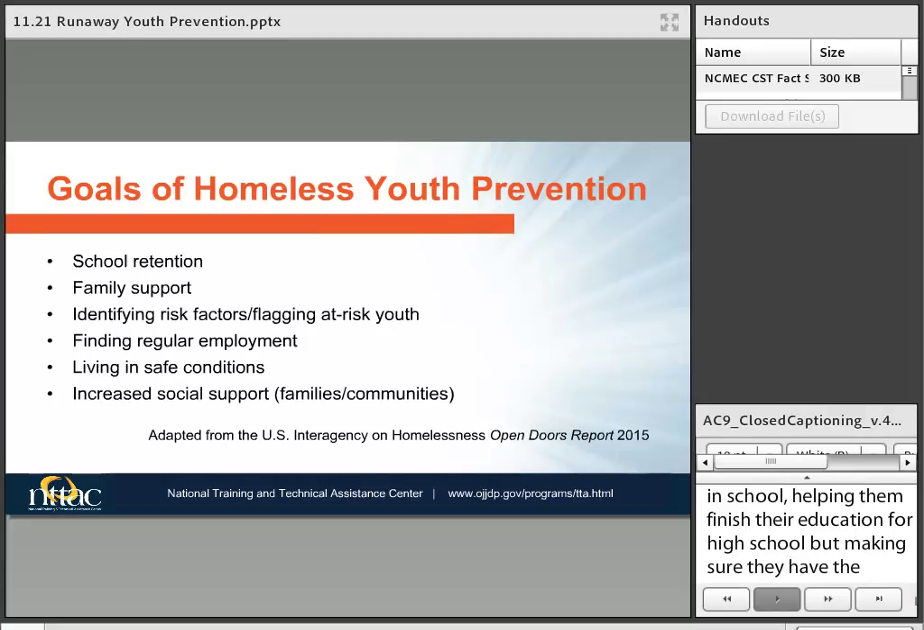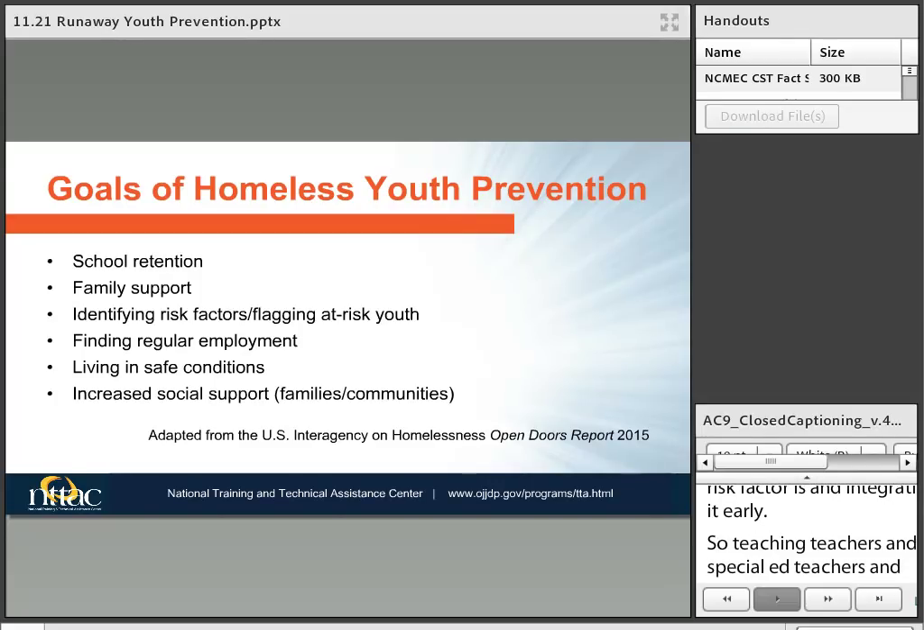Figuring out what that youth's risk factors are and integrating them early. So teaching teachers and special ed teachers and school nurses and youth sports persons, coaches, whoever is working with youth, pediatricians, to look for those ACEs, look for those early risk factors, and try to intervene prior to their actual homelessness.